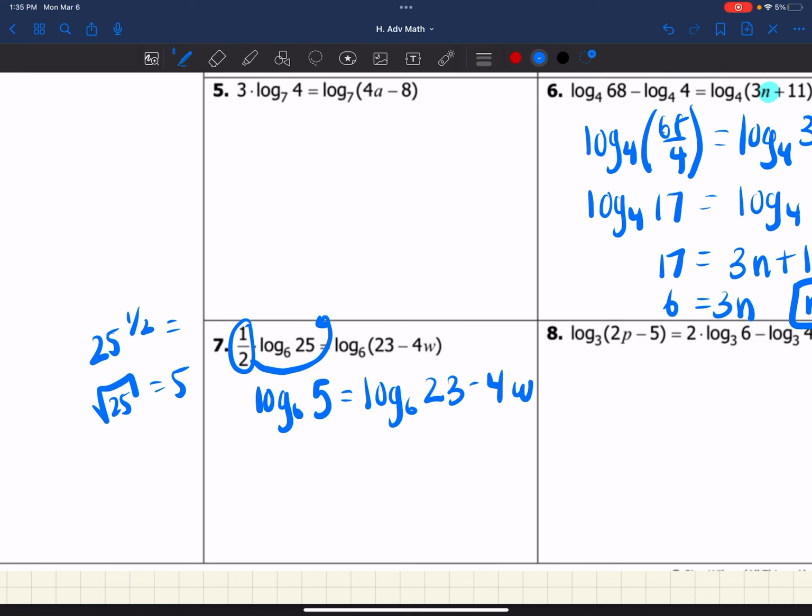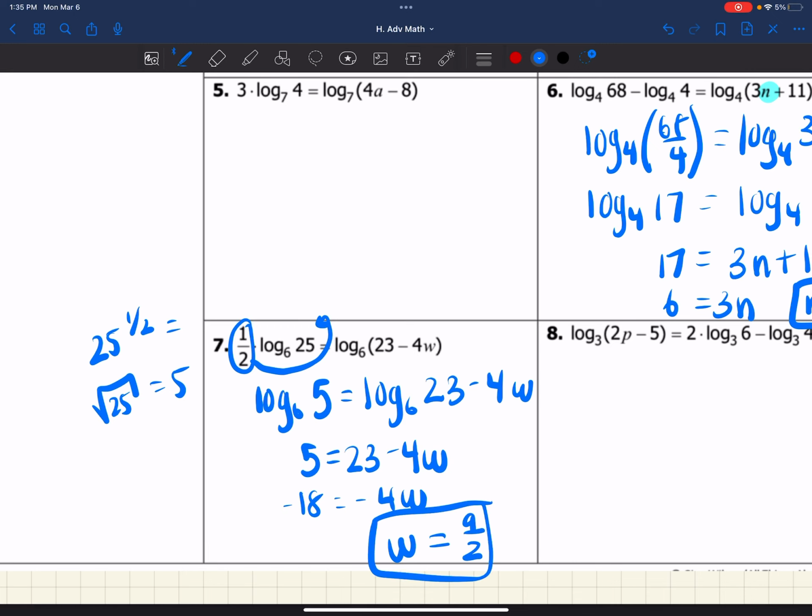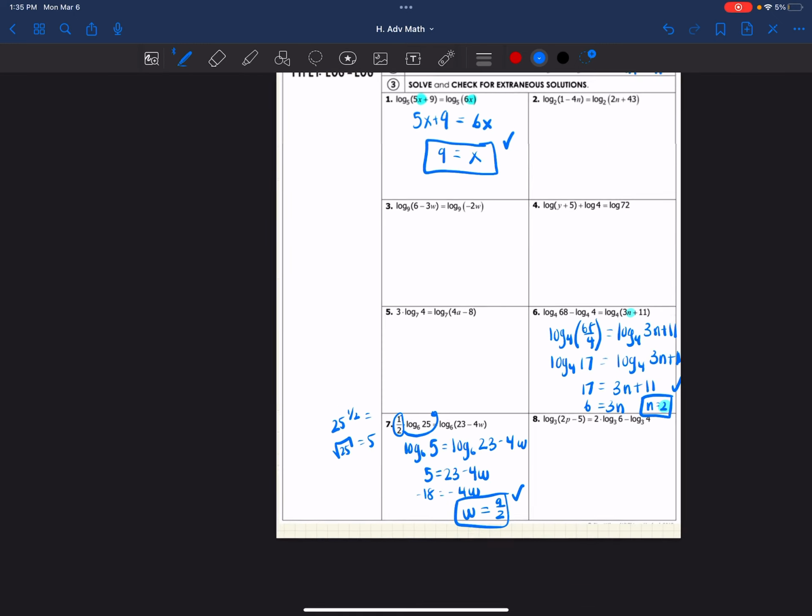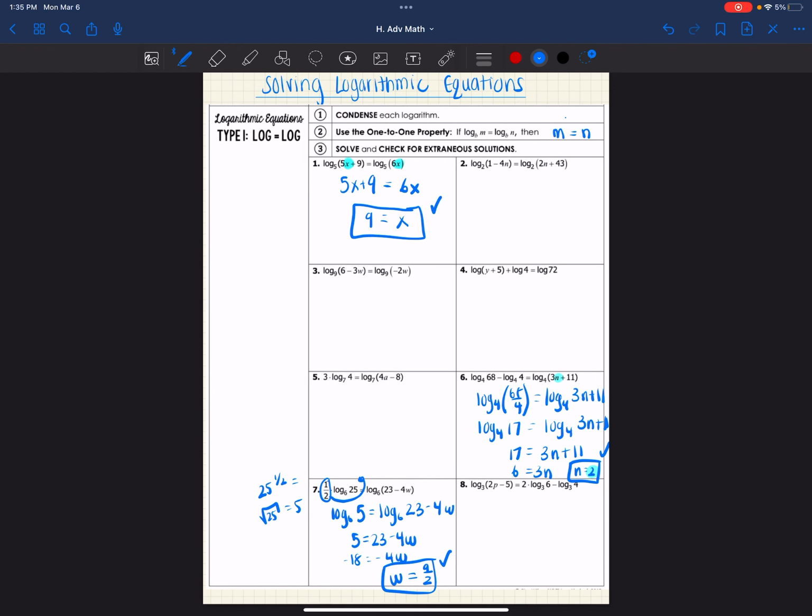This is now a log set equal to a log, so you can just set the 5 equal to the 23 minus 4w and solve for w. You end up getting, for this one, negative 18 is equal to negative 4w, so w is equal to a positive 9/2. When you substitute this one in, it also works. Okay, so that's type 1, log set equal to a log.